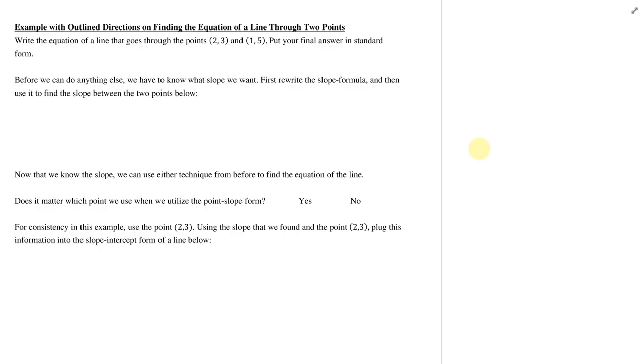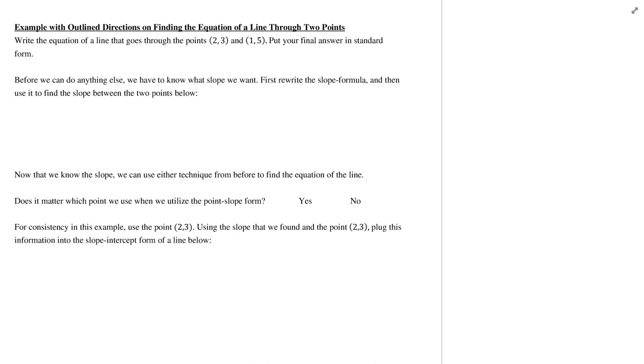Everyone. So this is the last part of 4.3. Let's see, I'm on page 375. And we're going to switch gears a little bit here. So now we're going to talk about how to find the equation of a line just given 2 points. And once again, I have outlined instructions for you.